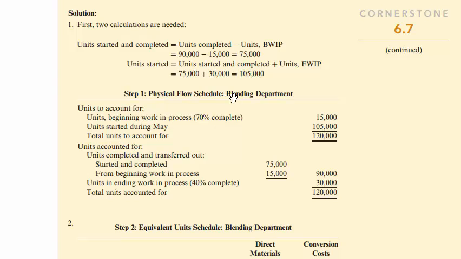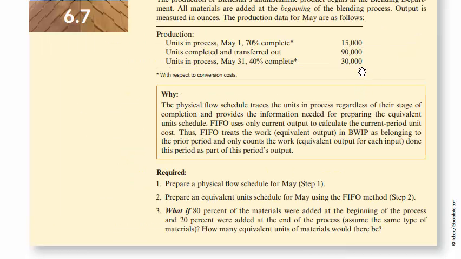Okay? Now, if you wanted to know what units started were, you would take the 75,000 plus the 30,000 that existed in ending inventory. Remember the 30,000? That's the 30,000 they gave us right there. Okay, let's go back to the other screen now.